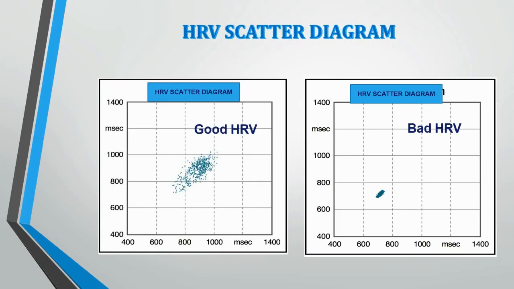Also very helpful in judging the functioning of the autonomous nervous system and the heart rate variability is a so-called scatter diagram, and here you want to see a nice wide scattering as you see on the left. This means the patient has a very good heart rate variability, and therefore his or her autoregulation capabilities are very good. On the right side you see how a bad heart rate variability would look like on a so-called scatter diagram.